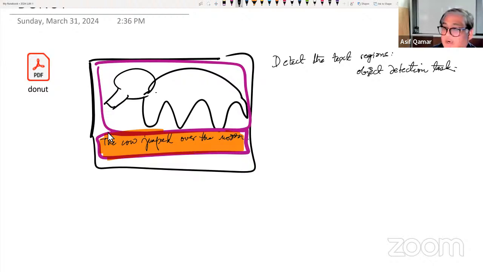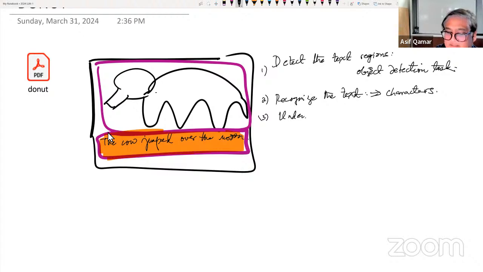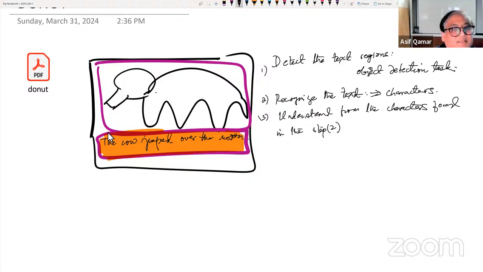Then you would go through the optical character recognition, or the actual recognizing of the text. Step 2, recognize the text, to produce some character streams. And 3, understand the text, understand from the characters found in step 2. This is what you do. Are we together?